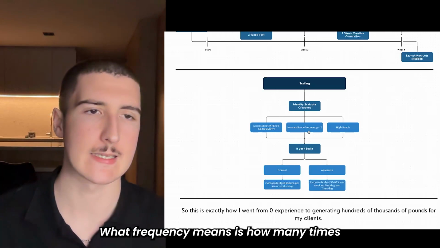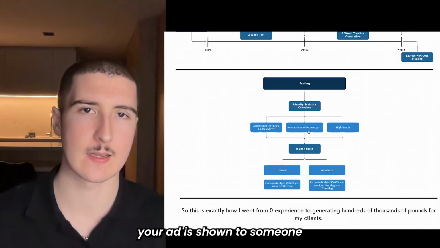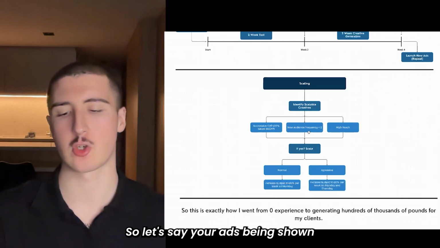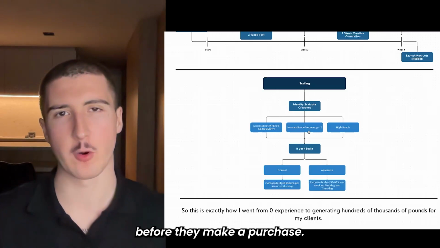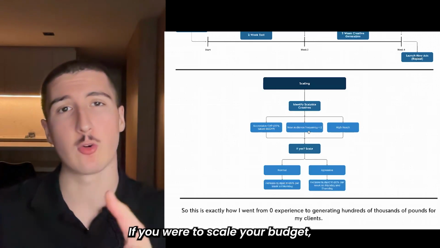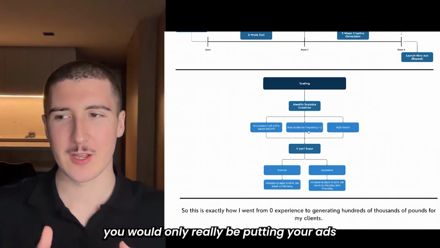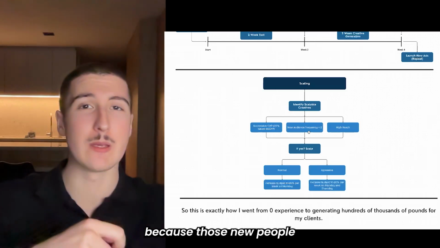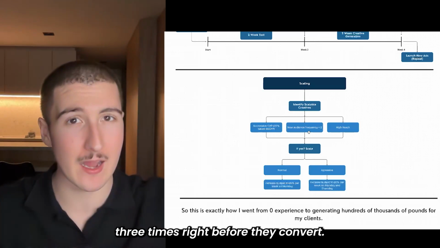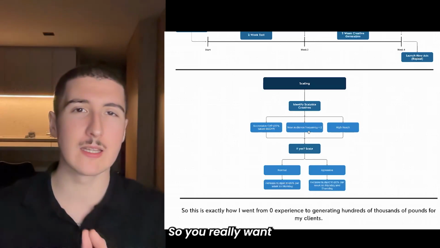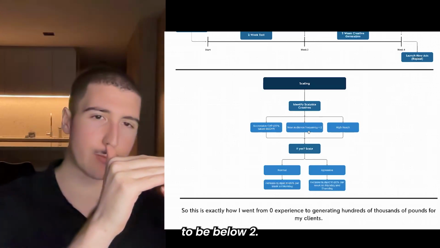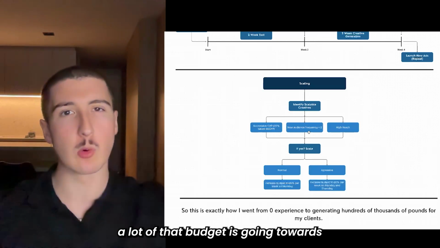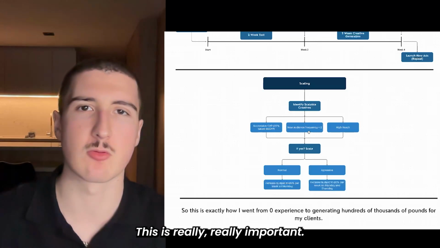What frequency means is how many times your ad is shown to someone, to one person, right? So let's say your ad's being shown to someone 3 times before they make a purchase. If you were to scale your budget, you would only really be putting your ads in front of 30% new people, because those new people are having ads shown to them 3 times, right, before they convert. So you really want your new audience frequency to be below 2. So when you scale your budget, a lot of that budget is going towards reaching new customers. This is really, really important.